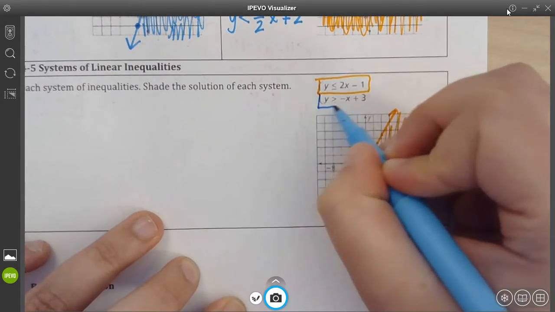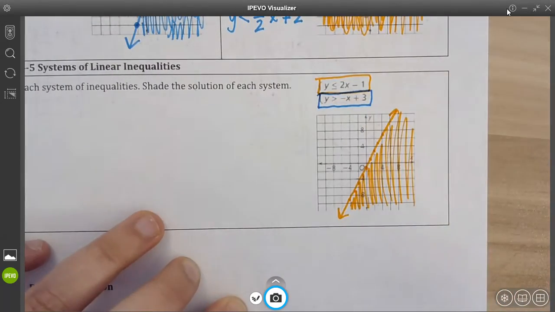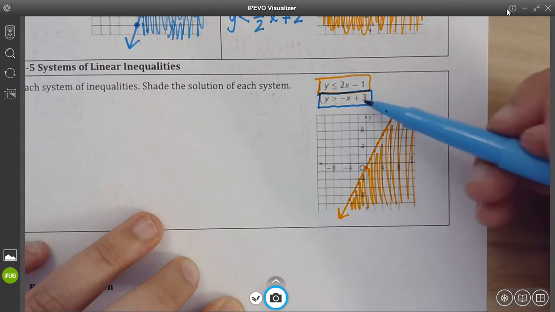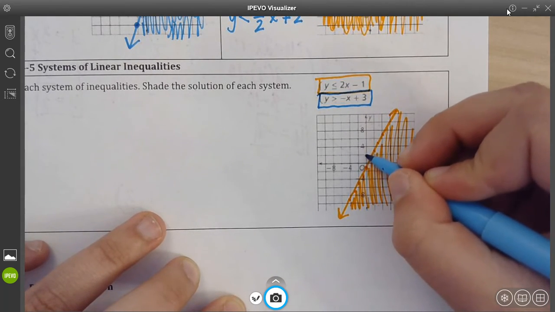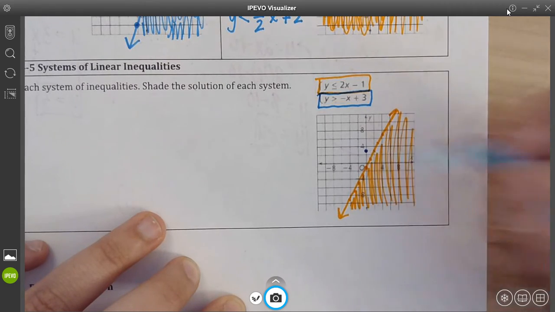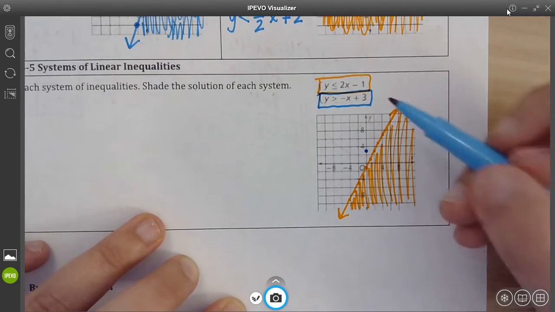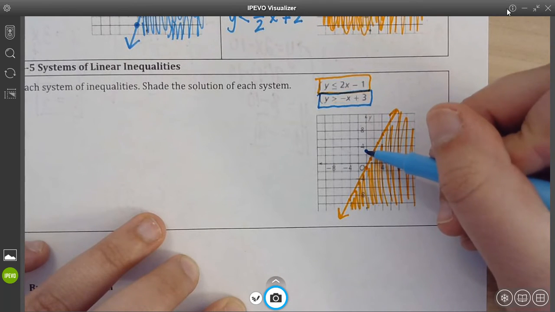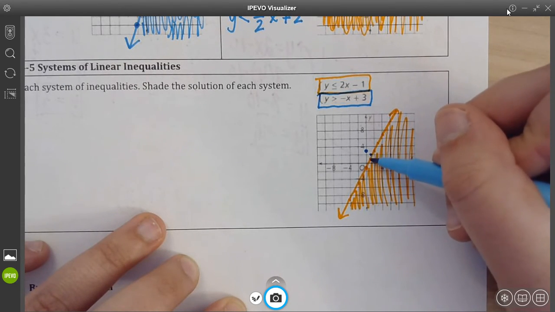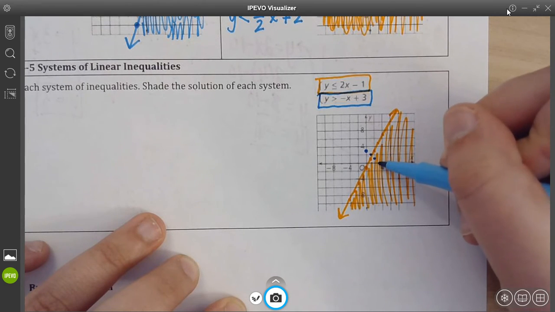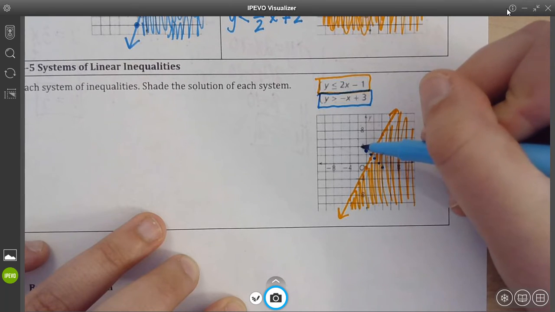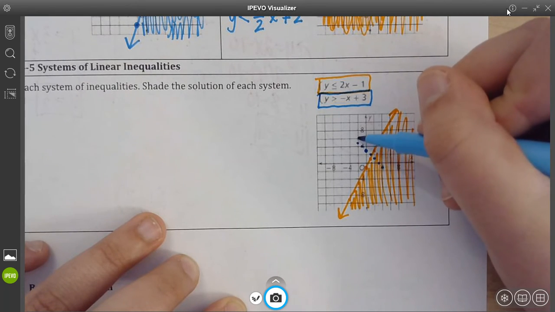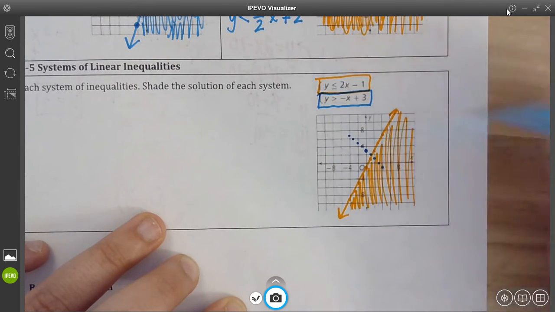Now, hopefully this one's a little bit nicer. The scale of 2 really isn't super great for these problems. My y-intercept is 3, so I'm going to go up 2, and then 3 would be halfway between 2 and 4. And the slope is -1, so I'm going to go down 1 to the right 1. Down 1 to the right 1, down 1 to the right 1, down 1 to the right 1. Then I'm going to go up 1 to the left 1, up 1 to the left 1, up 1 to the left 1, up 1 to the left 1.